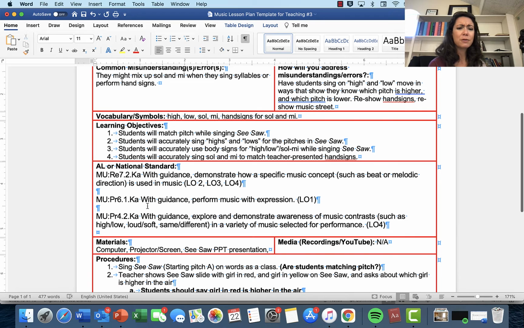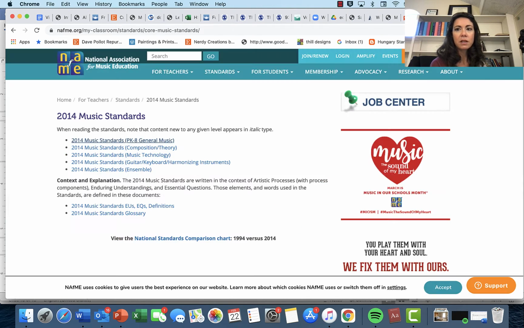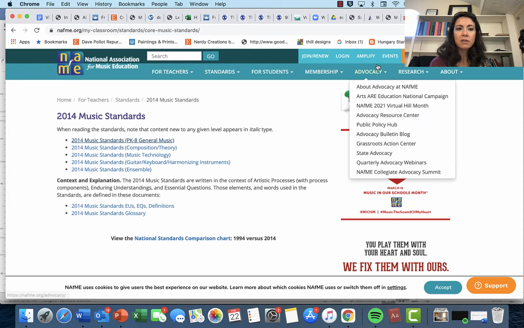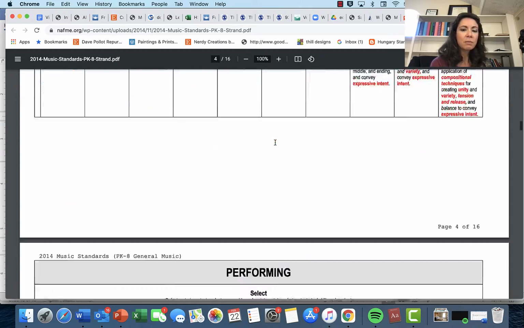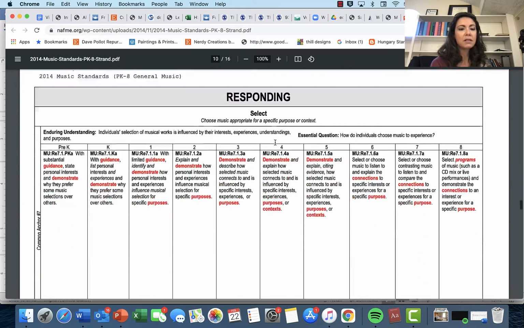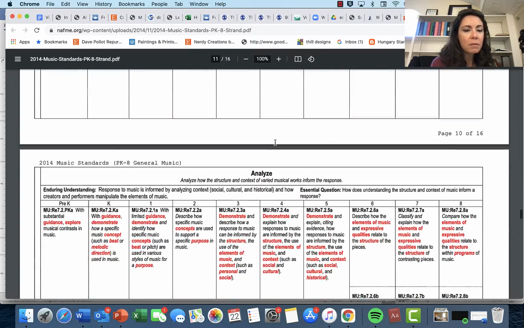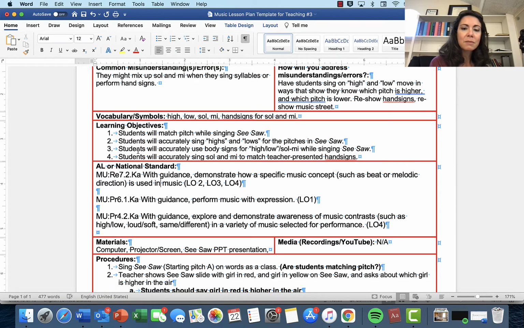What are the national standards or the Alabama standards that match up with these things? I like to make sure that I've got a standard, or more than one standard, that covers what I'm doing. So I picked out a few. I went to the actual NAfME website. I just Googled NAfME 2014 standards, clicked on general music, and this is what came up. Now, they're not creating, they are doing some performing and maybe some analysis, right? Maybe a little bit of response. So I pulled some things from here. I pulled out three of them that make the most sense.